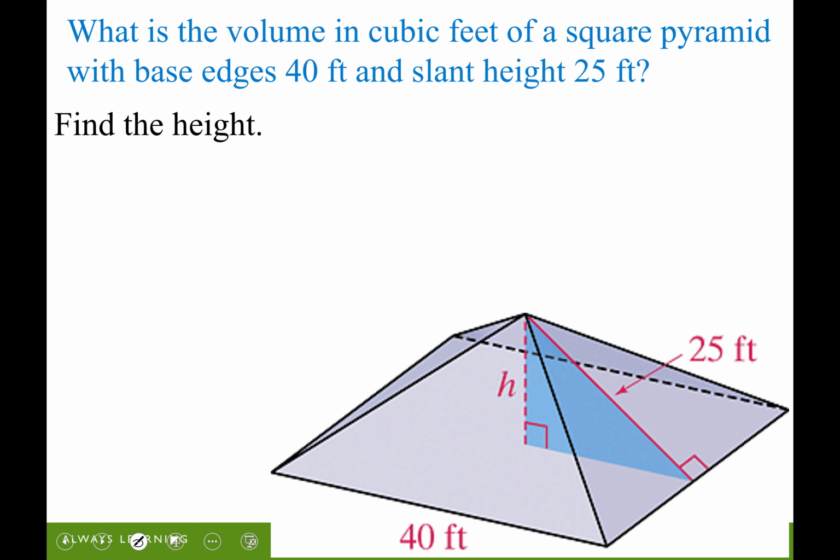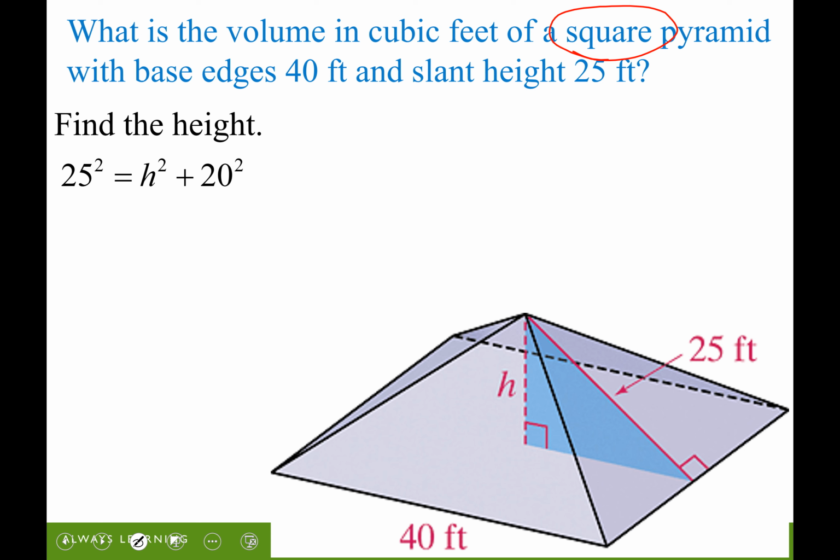All right, let's try this one. What is the volume in cubic feet of a square pyramid? Okay, square base again, with base edges 40 feet and a slant height of 25 feet. Okay, let's find the regular height first because the formula is dependent on it. Formula is 1/3 area of the base times the height. So let's find lowercase h first.